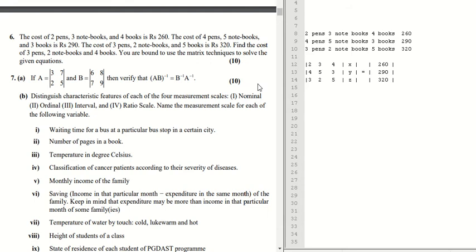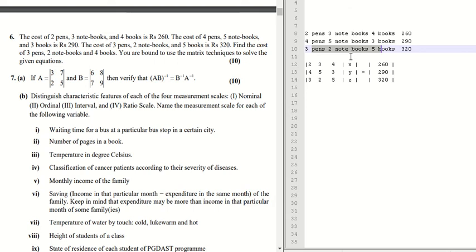So the question says the cost of 2 pens, 3 notebooks and 4 books is 260. And the cost of 4 pens, 5 notebooks and 3 books is 290. Then 3 pens, 2 notebooks and 5 books is 320. Now it asks me to find the cost of 3 pens, 2 notebooks and 4 books. It's also stating that you need to use matrix techniques to solve the given equations.